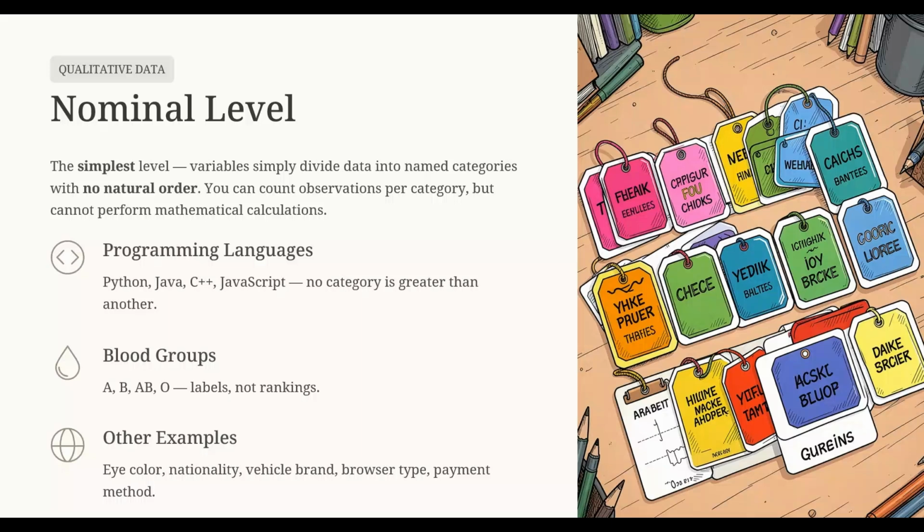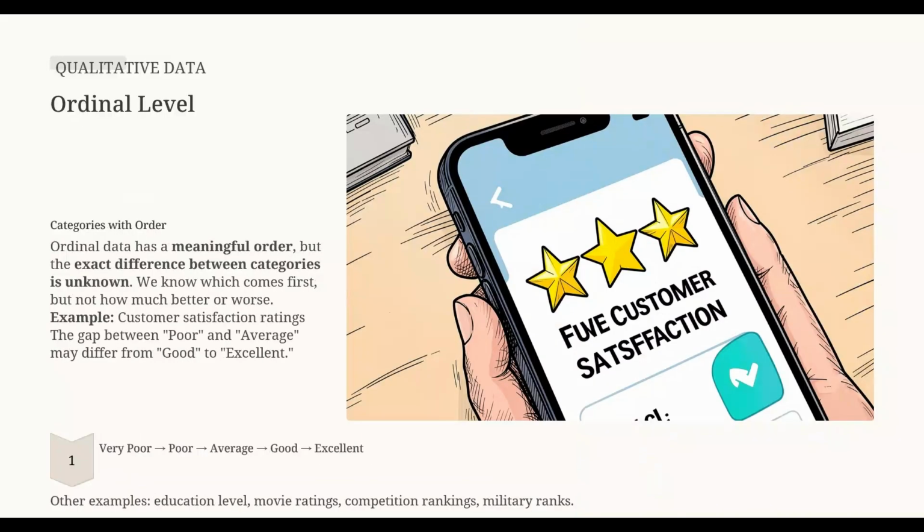So next we will discuss the ordinal level. Now let's move one step higher. Ordinal data also consists of categories, but this time the categories have a meaningful order. However, while the order is known, the exact difference between the categories is not. Imagine an online shopping website asking customers to rate their experience. The options are very poor, poor, average, good, excellent. Clearly, these responses follow a logical order from the lowest ranking to the highest ranking.